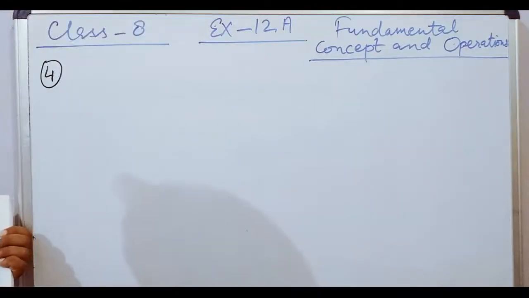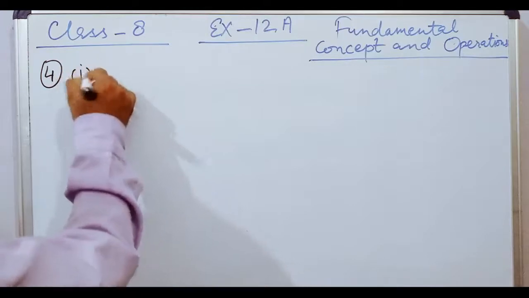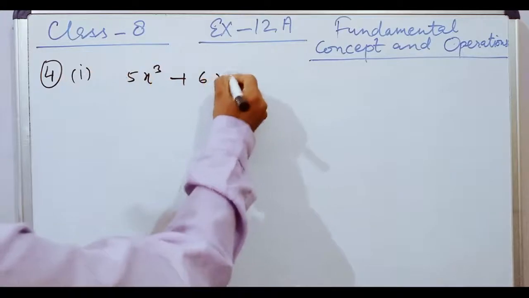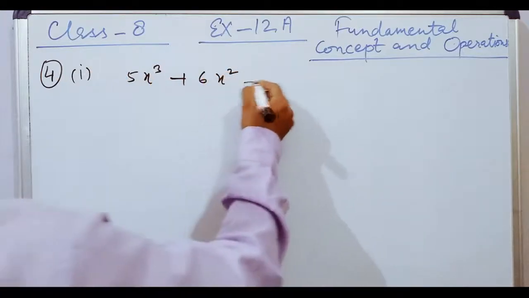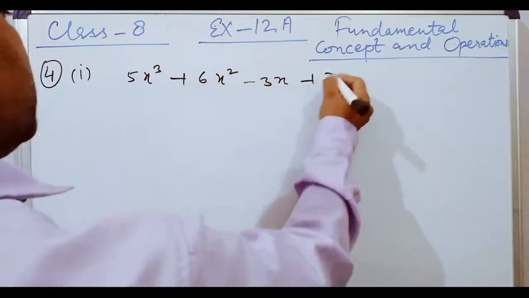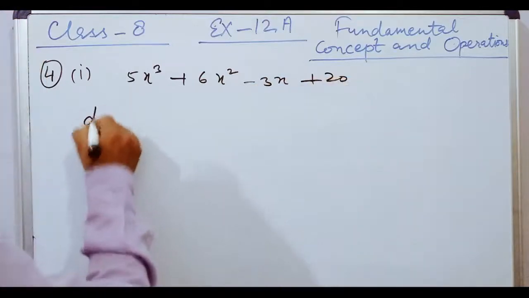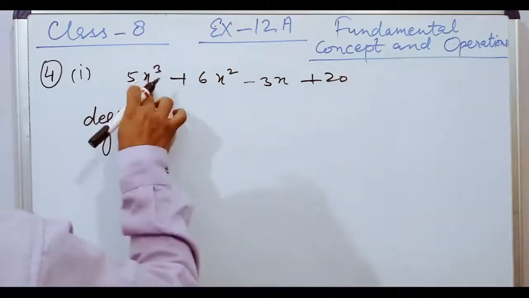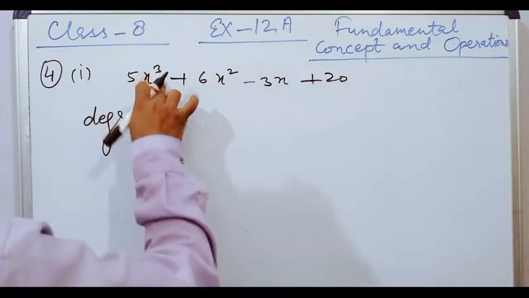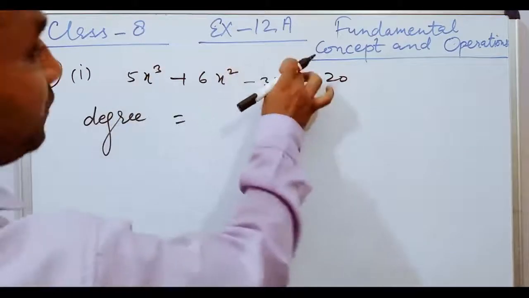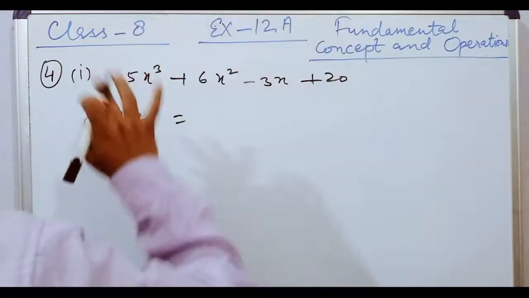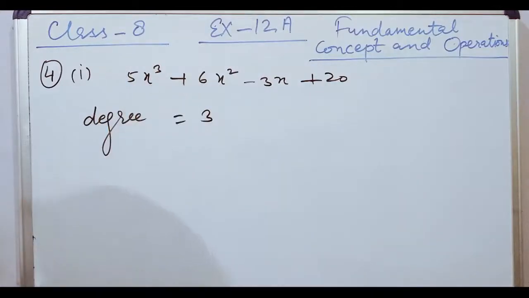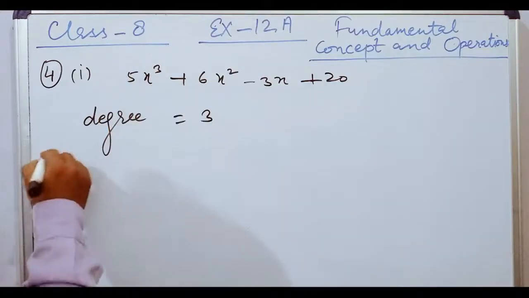Give the degree of each of the following polynomials. First part, 5x cube plus 6x square minus 3x plus 20. Degree of polynomial equals the highest power. This is 3, this is 2, this is 1, and here there is no variable. So the highest is this, so it is the degree. Okay.